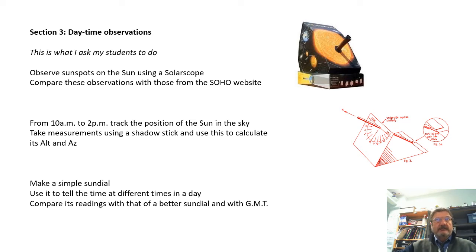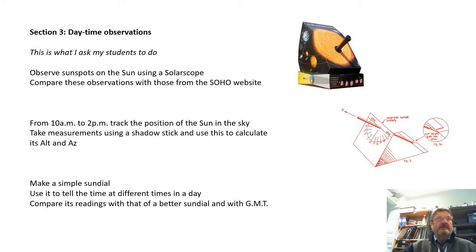There are other ways you can look at the sun. There are projection methods. We also look at the sun using pictures from SOHO, the Solar and Heliospheric Observatory, and it has a fantastic website, and we compare what we see with what we see with the solar scope.